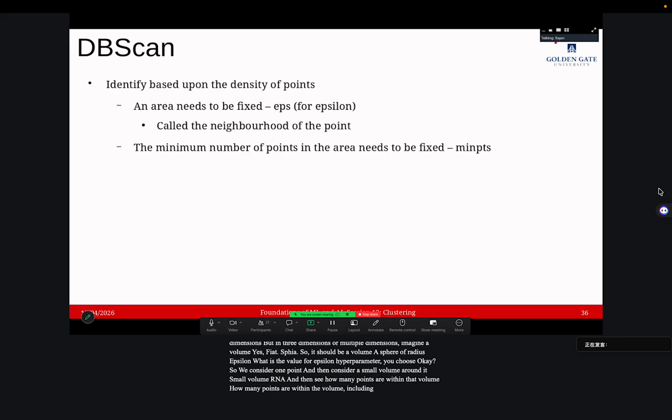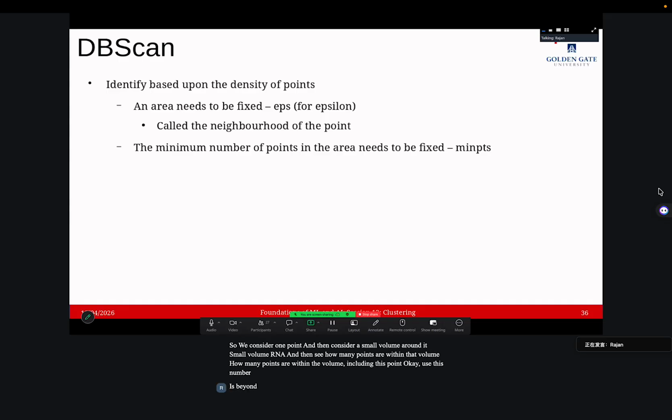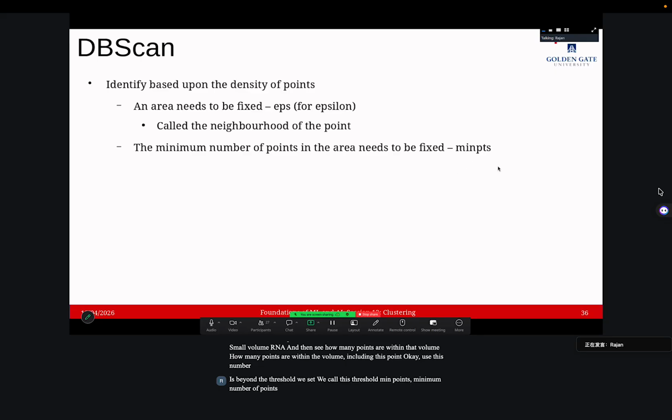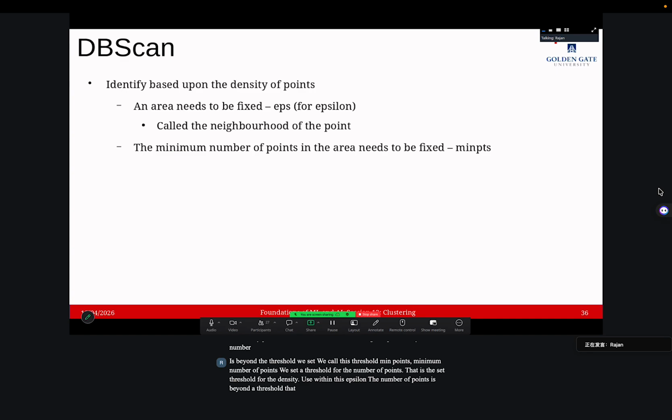Including this point. If this number is beyond the threshold we set, we call this threshold min points, the minimum number of points. We set a threshold for the number of points, that is, we set a threshold for the density. If within this epsilon the number of points is beyond the threshold we have set, then we say this point is going to be useful for us. Otherwise, this is some scattered data, so let's not worry about it.